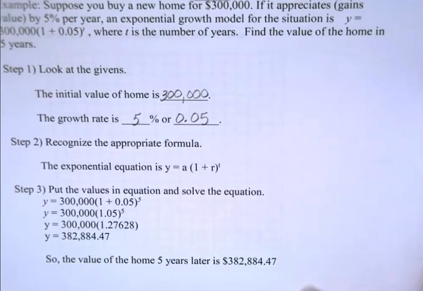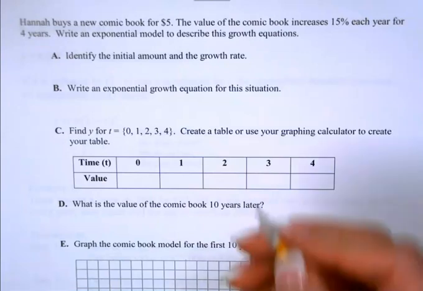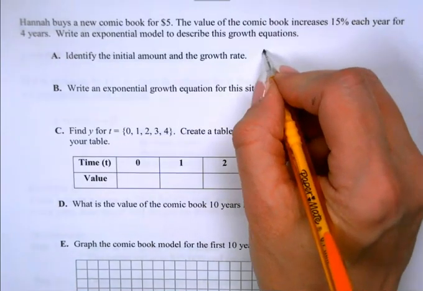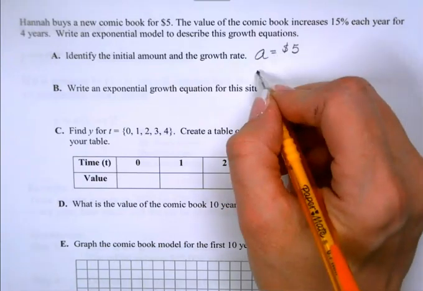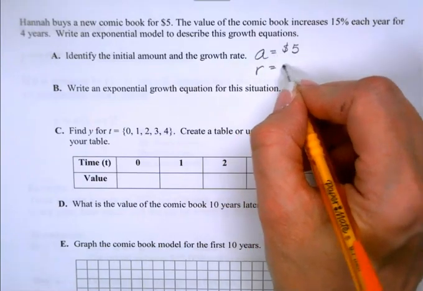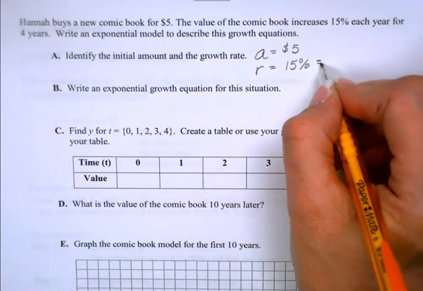We're going to go to the next page now. For this example, Hannah buys a new comic for $5. The value of the comic increases by 15% each year for 4 years. Write an exponential model to describe this growth equation. So my initial amount, my A value, is $5. And my rate is 15%. And I want to write that as a decimal.